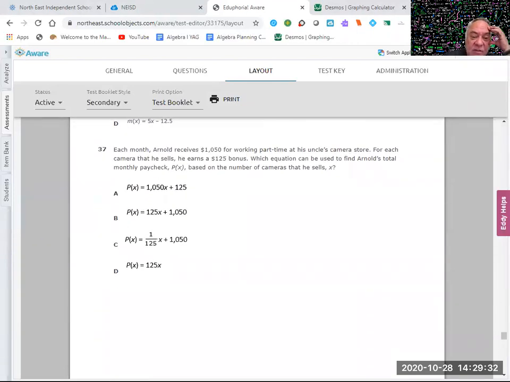Okay, number 37. Arnold receives $1,050 working part-time at his uncle's camera store. For each camera that he sells, he earns a $125 bonus. Which equation can be used to find Arnold's monthly paycheck based on the number of cameras he sells? Well, you know the starting point is 1050. That's the y-intercept. How much he earns per camera, 125, that's the slope. So that's got to be multiplied by the number of cameras he sells. So 1050 is the starting point, the b. 125 here is the slope, and you can figure it out from there.